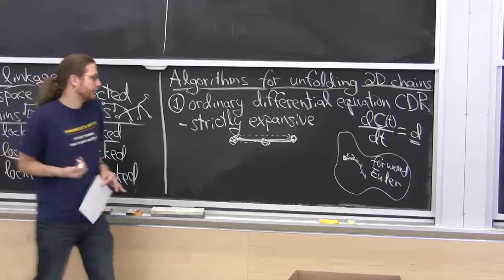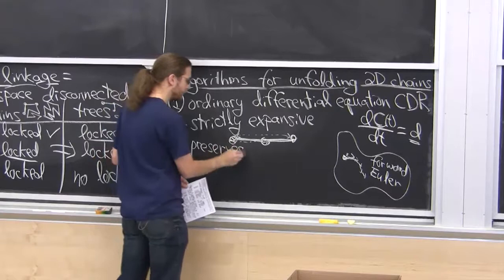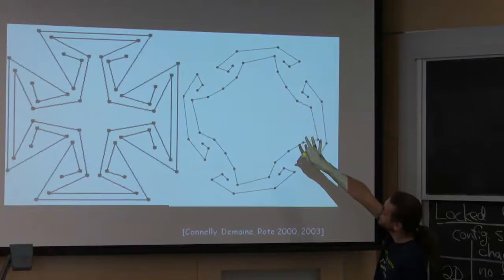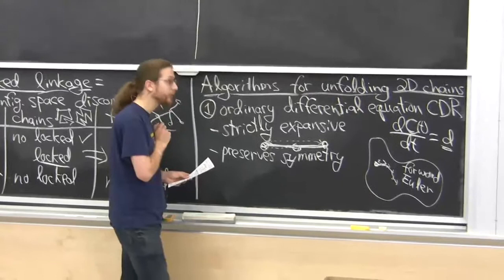Another fun fact, I didn't write it here, but it preserves symmetry if you do it right. You may notice in this example, it was originally fourfold rotationally symmetric. It does rotate a little bit. That's from computational error, and you could correct for that. I didn't correct for it. It should, in theory, preserve the fourfold symmetry there.